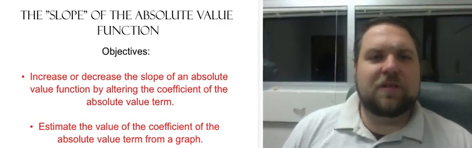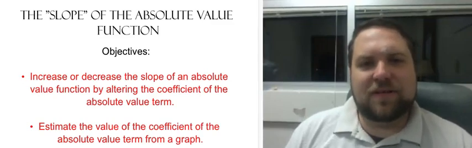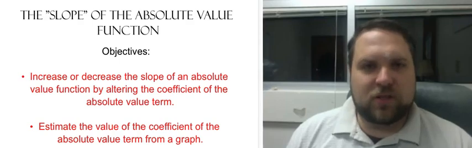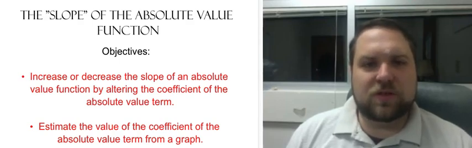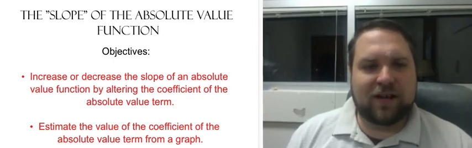In this video, we're going to be looking at the last part of the absolute value function that we're going to be changing through the equation, which is the quote-unquote slope, or the slope of each arm of the absolute value function. And so we're going to do that by taking the equation and altering the coefficient that's in front of the absolute value operator.